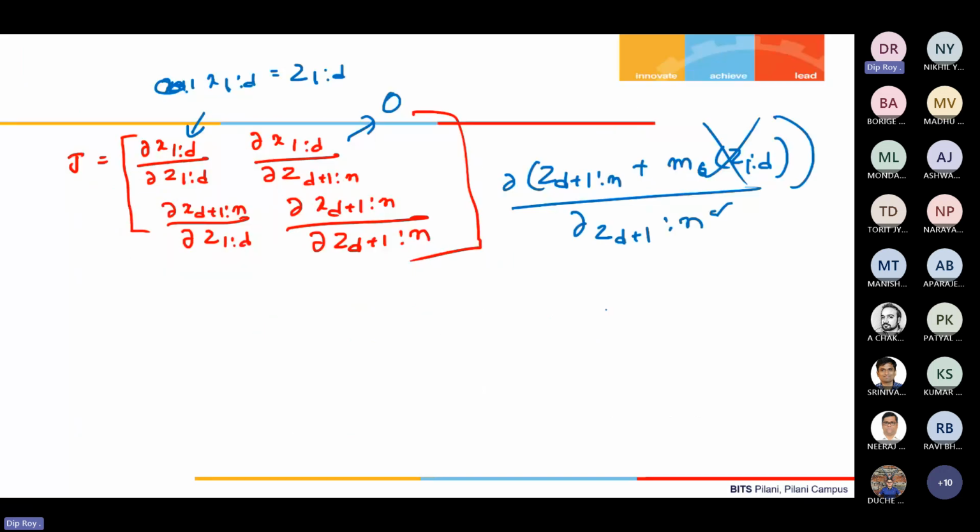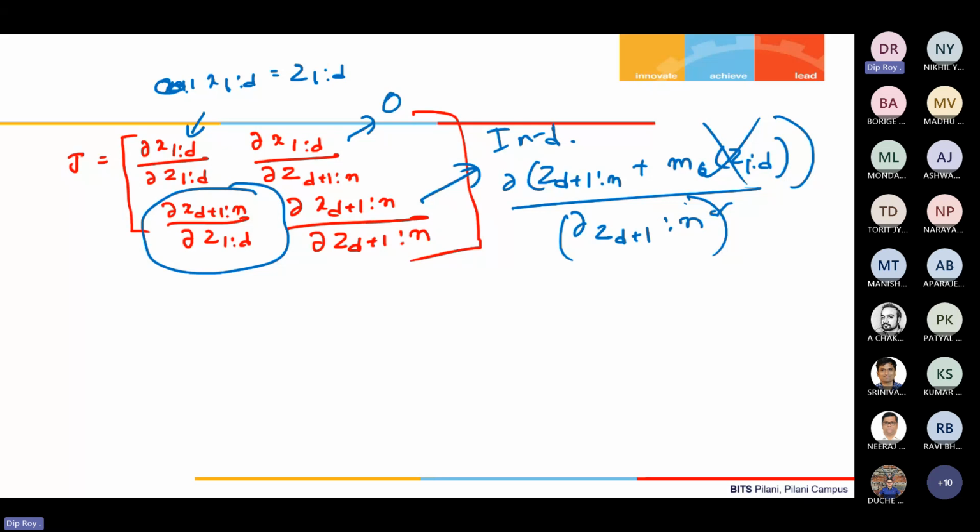So what you are left with is the identity, and this is the expression. So this becomes another identity, which is n minus d. And now we are left with only this, the bottom left. Now, what does the bottom left become?